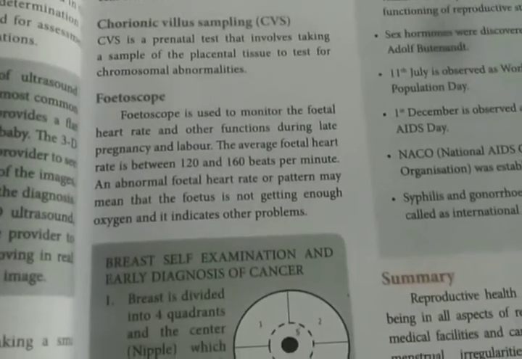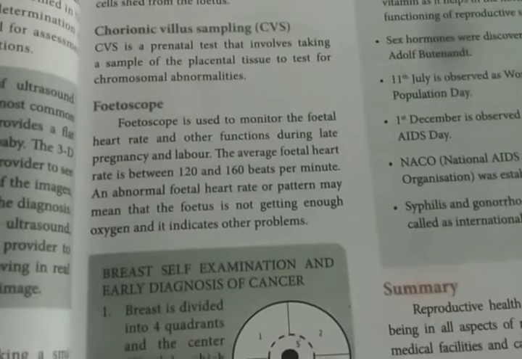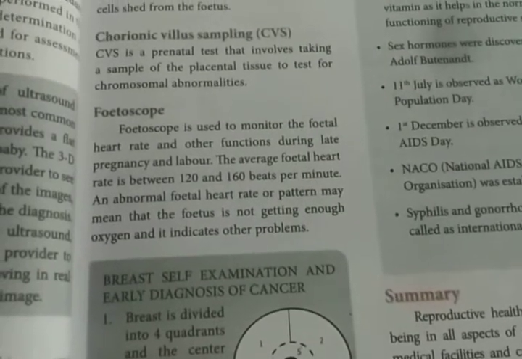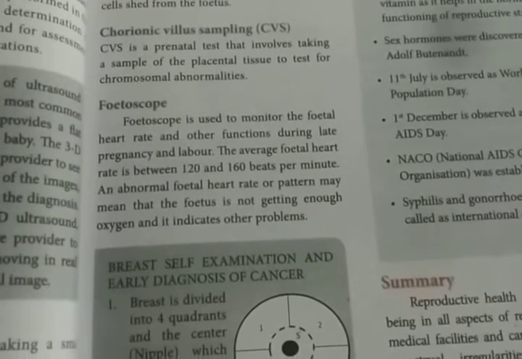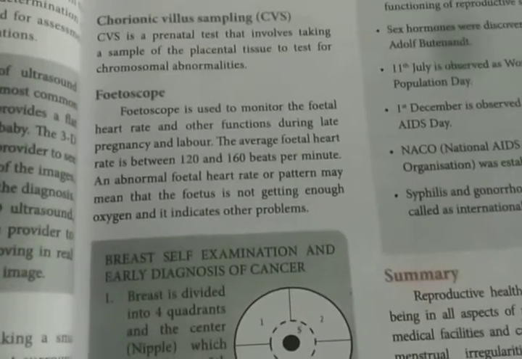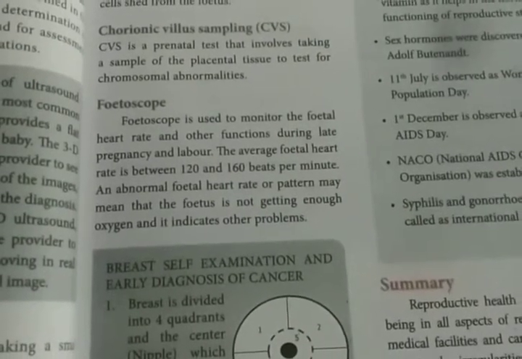The next one is the fetoscope. The fetoscope is used to monitor the fetal heart rate and other functions during late pregnancy and labor. So the fetoscope is helpful to monitor the fetal heart rate and to identify the functions of the fetus.